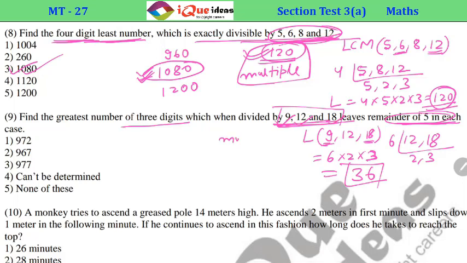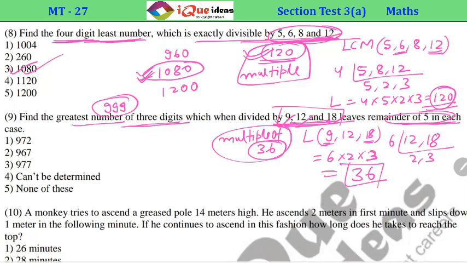So any multiple of 36 will also be divisible by these numbers, and we have to get the greatest 3 digit number. Now the greatest 3 digit number in general is 999. So let's find a number which is a multiple of 36 and closest to 999. So 36, 360, 720, then 900. 900 is a multiple of 36, right? Then 936, 972 will also be a multiple of 36, right?